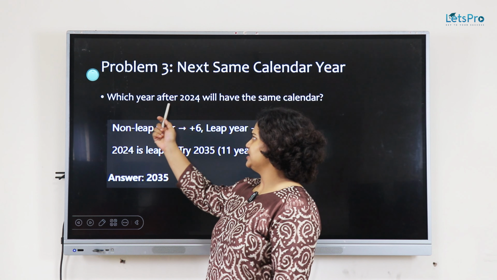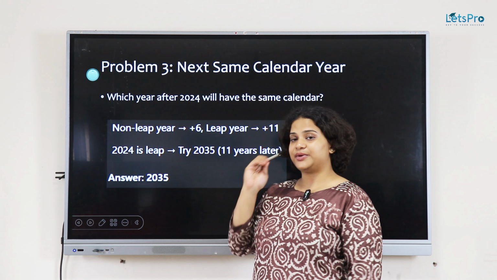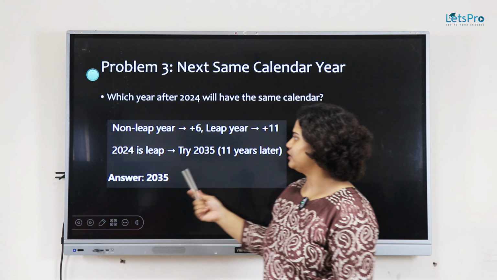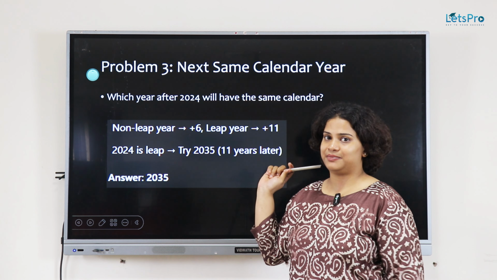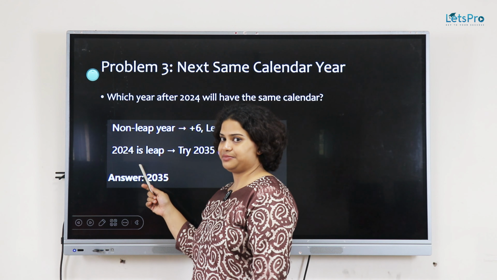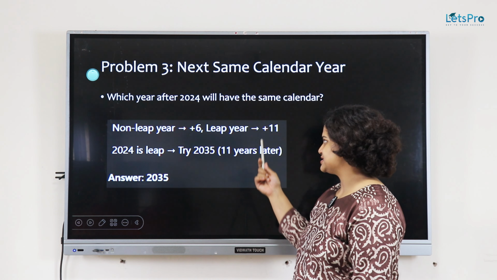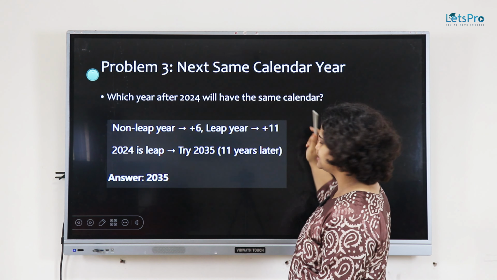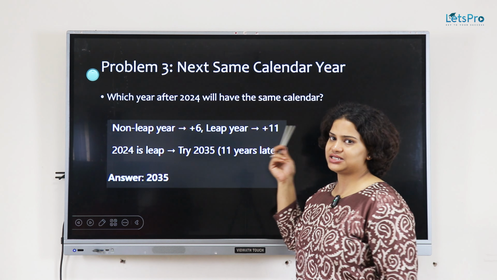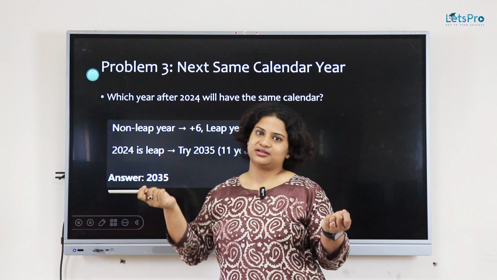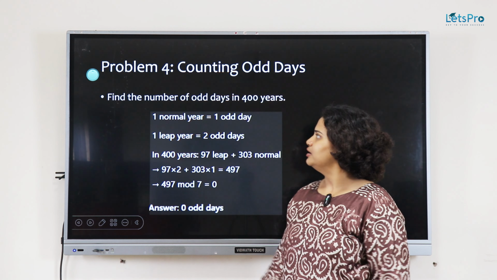Next, which year after 2024 will have the same calendar? For that, check if 2024 is a leap year or not. For a non-leap year, you will add plus 6. For a leap year, you will add plus 11. So 2024 is a leap year, so you will have 2035, which is 11 years later, because a leap year is asked, correct? If it was a non-leap year, you would have simply added 2024 plus 6, which is 2030. If you check the calendar of 2030, you will see the same calendar as 2024.